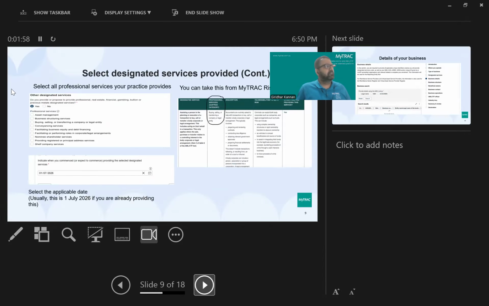And then it talks about the various professional services. Select all the professional services that your practice provides. Now, you remember in the risk assessment document, I did show you exactly what AUSTRAC said. So asset management, business structuring services. So this is what they give here. But then the law is explained elsewhere. So we have made it very simple for you to refer to the risk assessment document and then you do it. Indicate when you commenced or started providing the service. So the 1st of July is the answer because you are all starting new. And then if you're doing it later, then you go back and update it. So I've also given a screenshot of what this means. So you've said yes, you can see it on the screen where exactly you can take this from the MyTRAC risk assessment. So we have, of course, simplified things for you.